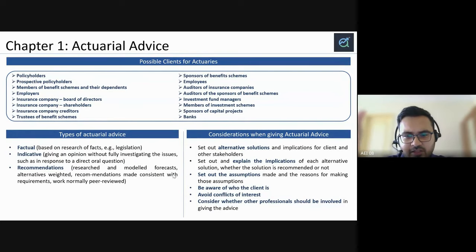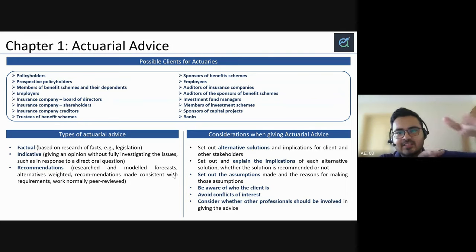Set out and explain further implication. I'm not sure if that will be a part of this. So possible clients is done, conflict of interest is done. So the upper thing is kind of taken care of. Actual advice, I don't think that is. So over here, these are a few important considerations that you should think of.